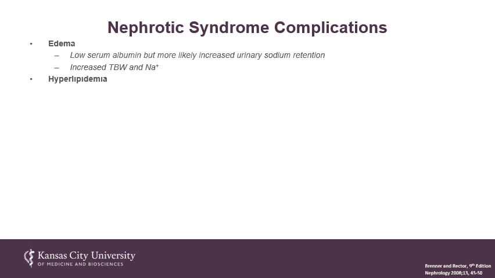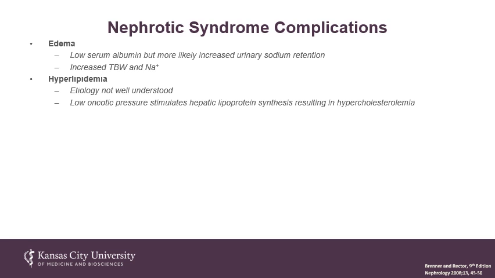Other complications include hyperlipidemia. We don't really understand why people with nephrotic syndrome get hyperlipidemia, but it's probably because the low oncotic pressure from the low albumin stimulates hepatic lipoprotein synthesis and gives you this elevated lipid level.